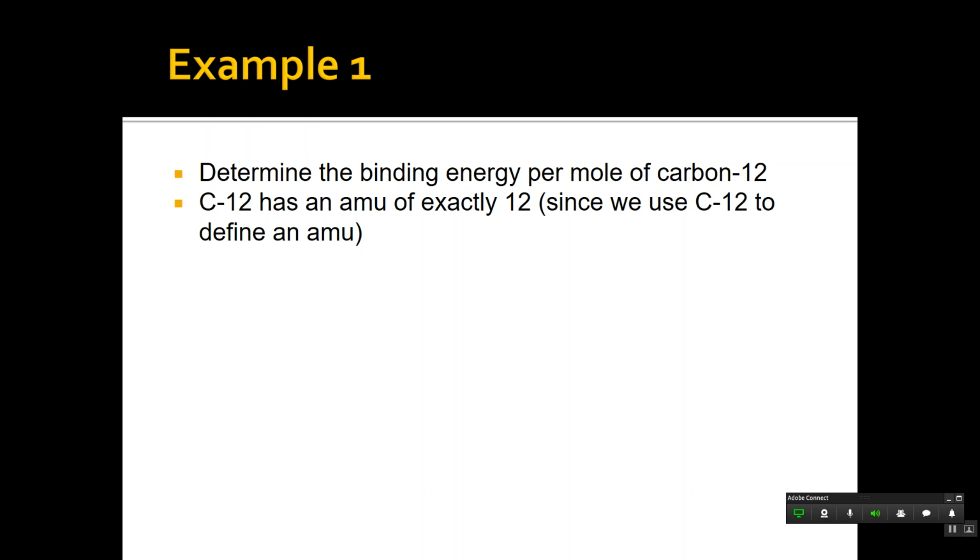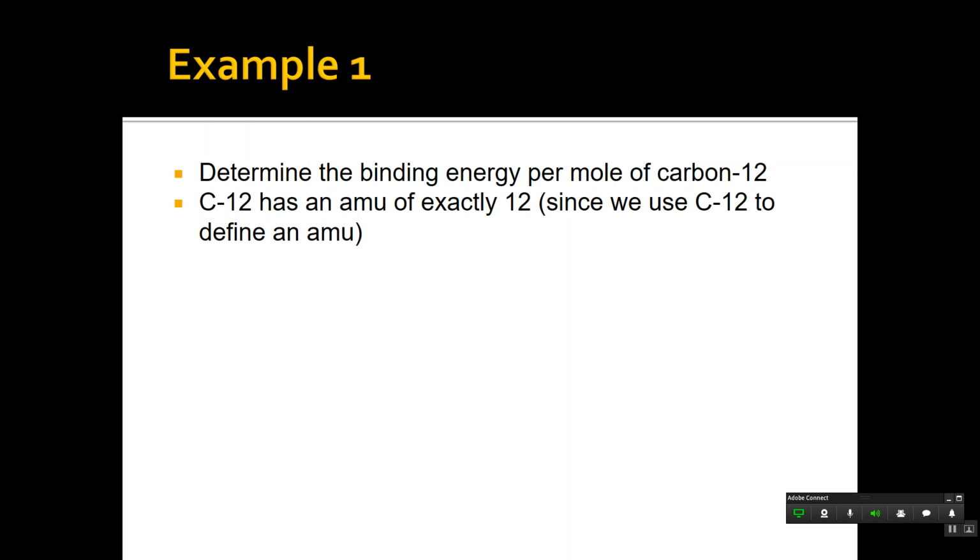So, my atom of interest here is carbon 12. It's very important that I said carbon 12 because I know exactly how many neutrons there are. If I just said carbon, that's just the weighted average of all the isotopes, so my atom might have 12, 13, 14 neutrons. I don't actually know. But what I want is carbon 12 specifically.